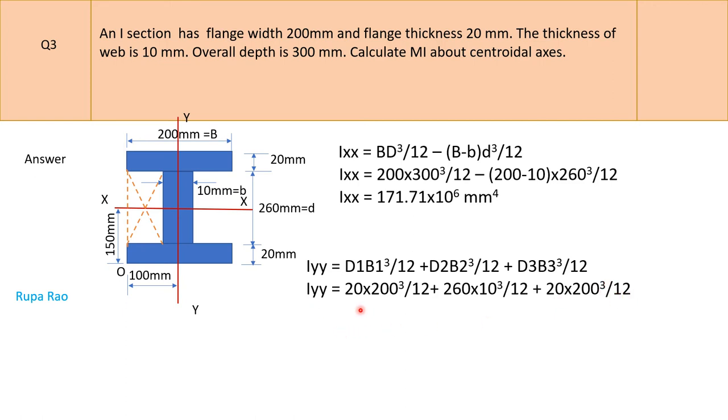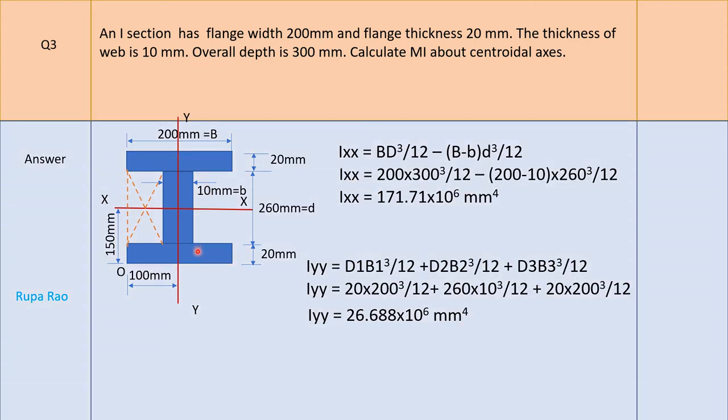This is IYY. Take the calculators in your hand and do the calculation: 20 into 200 cube divided by 12 plus 260 into 10 cube divided by 12 plus 20 into 200 cube divided by 12 is equal to. You will get IYY equal to 26.688 into 10 raised to 6 mm raised to 4. This is how you calculate the moment of inertia of a symmetrical I section. Symmetrical I section means the top flange and bottom flange have the same dimension. Only then can you use this formula and this formula and calculate IXX and IYY.